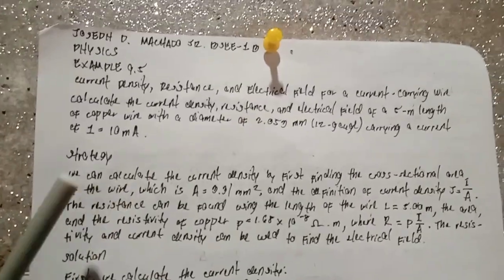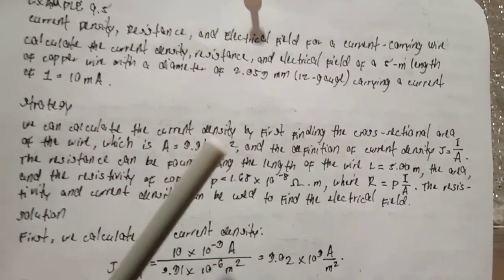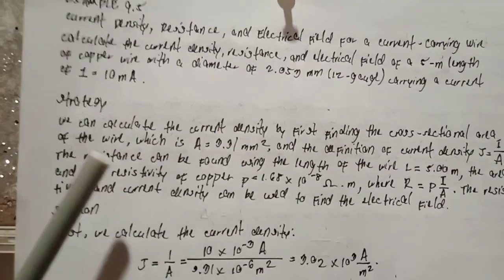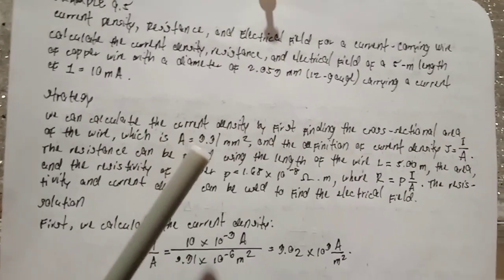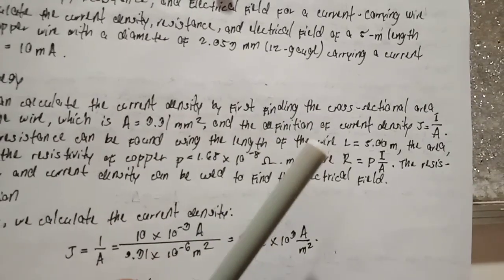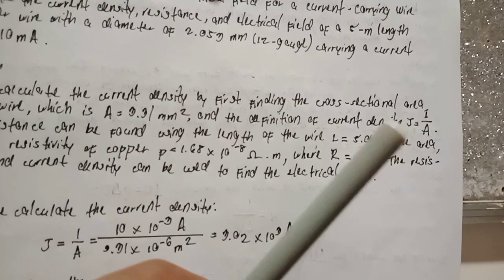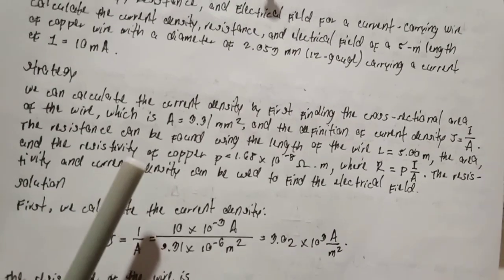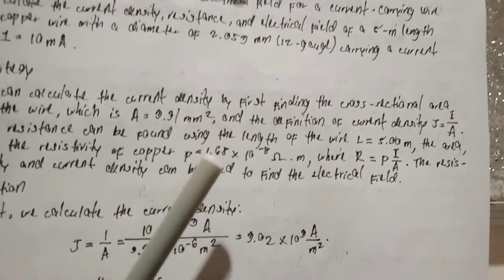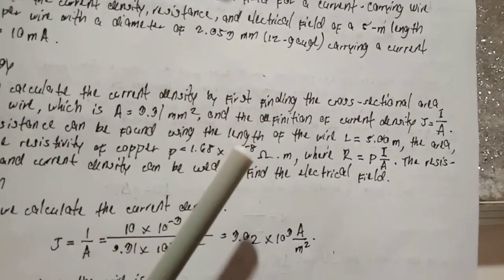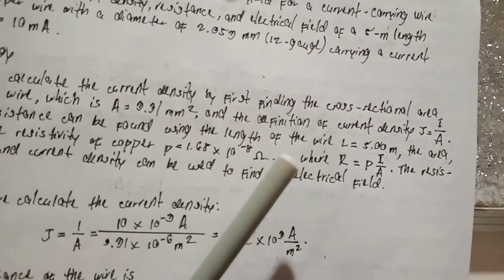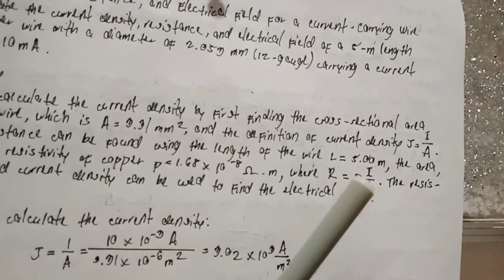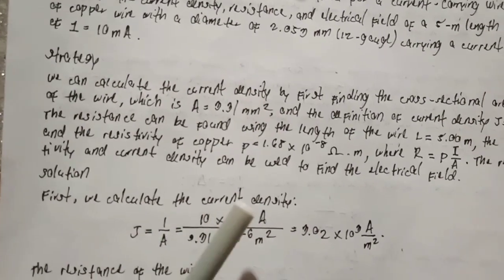Strategy: we can calculate the current density by first finding the cross-sectional area of the wire, which is area A equal to 3.31 millimeters squared, and the definition of current density, J, is equal to I over A. And the resistivity of copper, ρ, is equal to 1.68 times 10 raised to the power of negative 8 ohm times meter, where R is equal to ρL over A. The resistivity and current density can be used to find the electrical field.